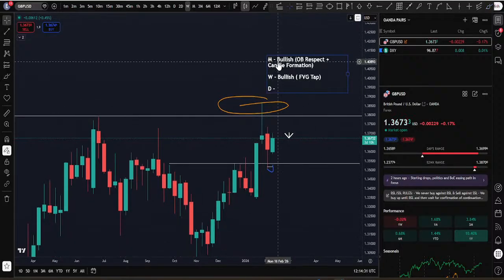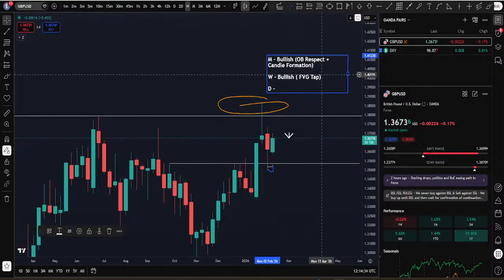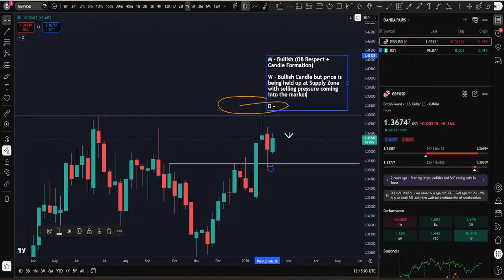I'm going to say yes, bullish, but weekly. I'm going to say bullish candle. Let's go back here. Let's go bullish candle, but price is being held up at supply zone, with selling pressure coming into the market. All right, so that's all. I'm just going based on what I can see. Bullish candle, but selling pressure coming into the market at this supply zone, and we are pushing down.